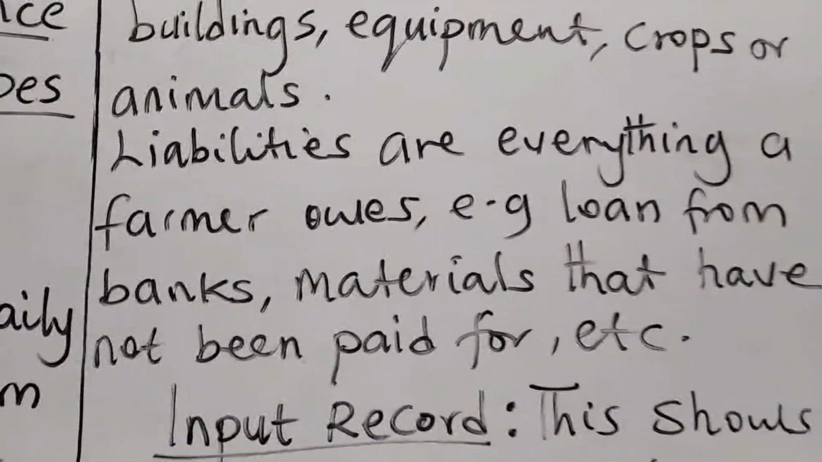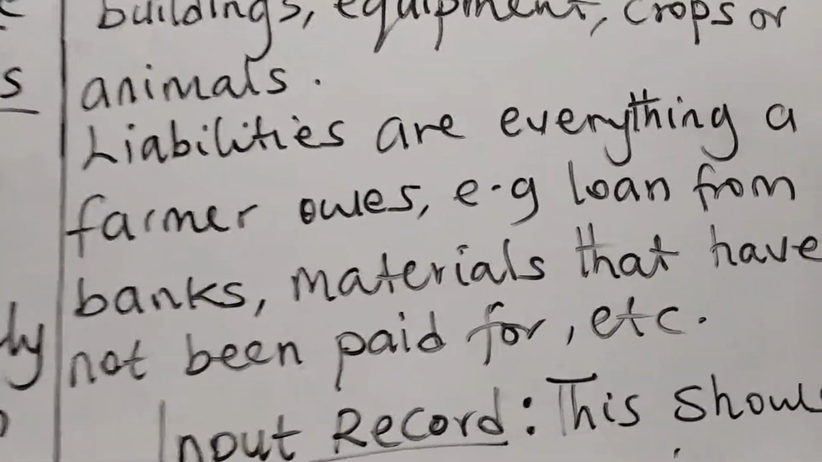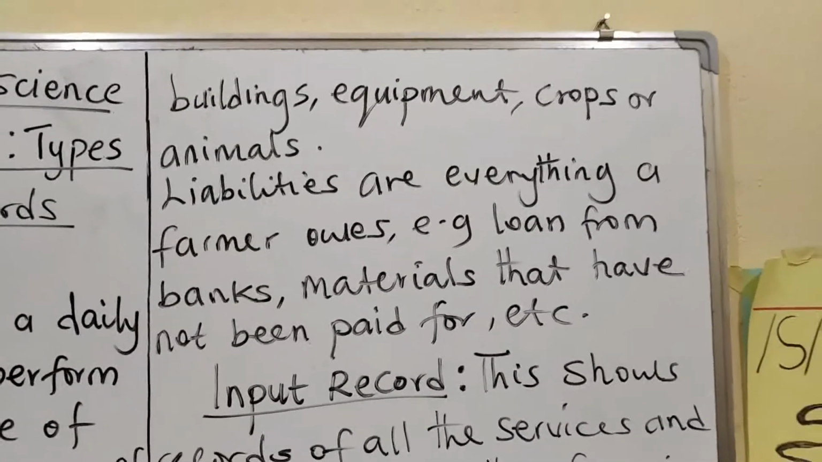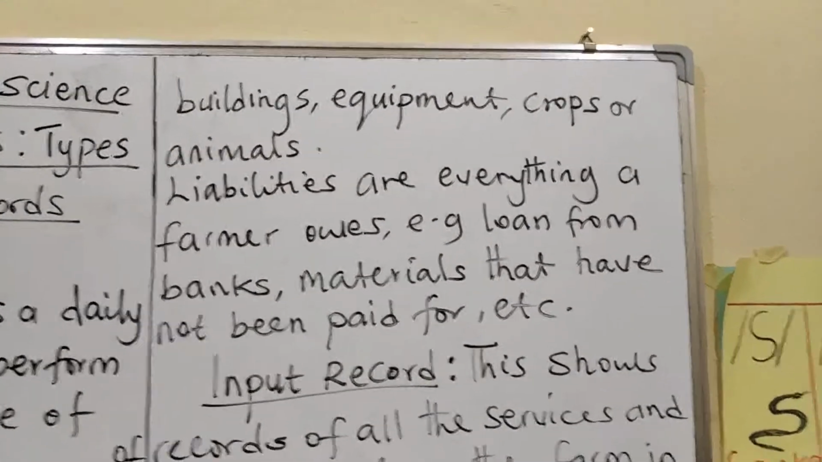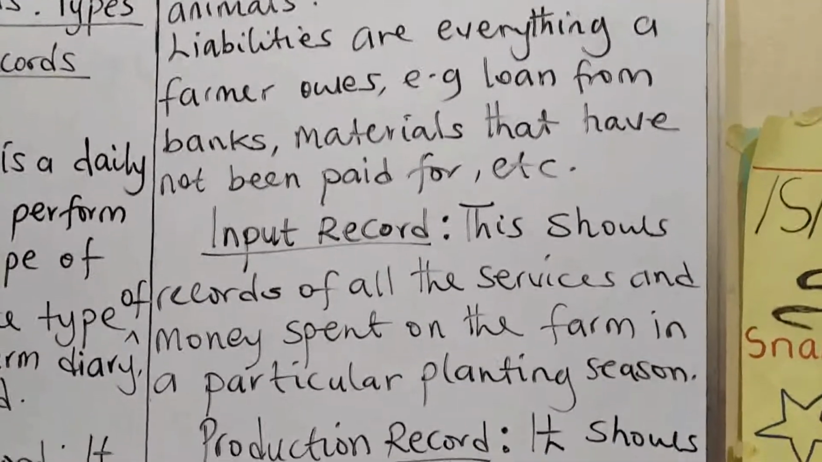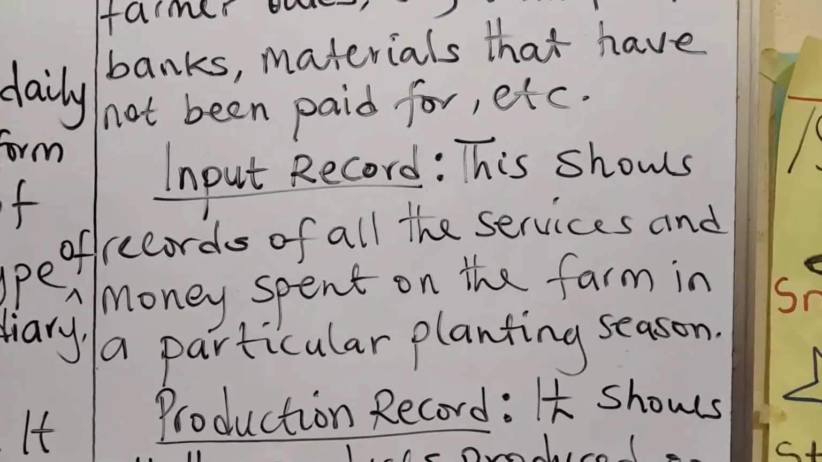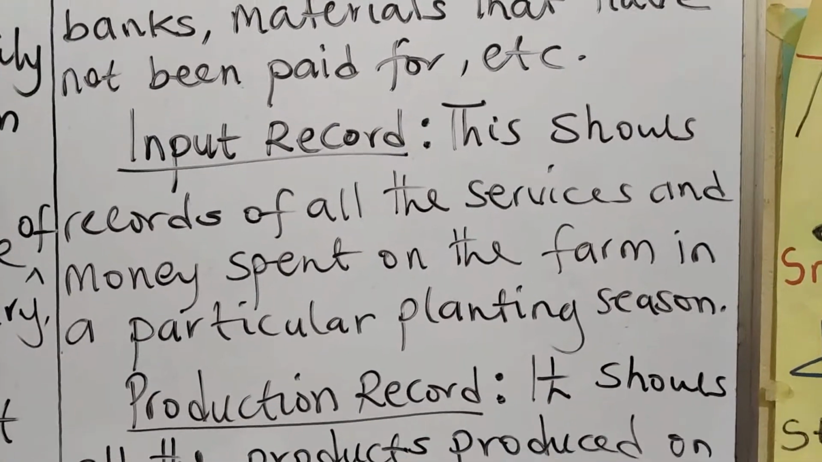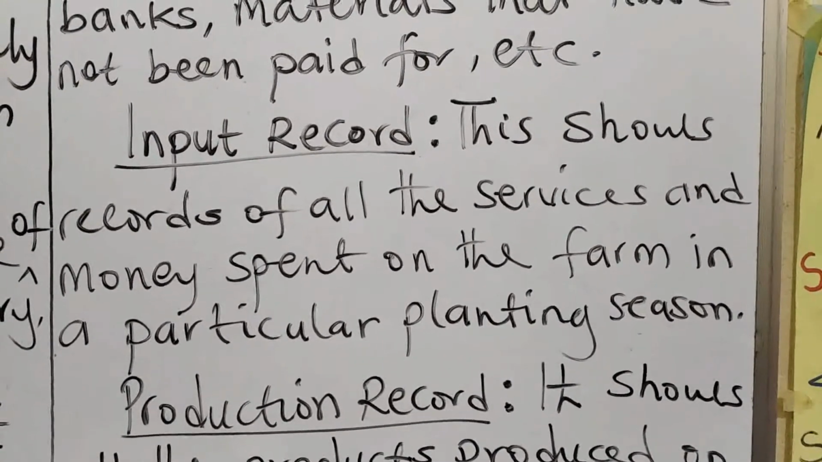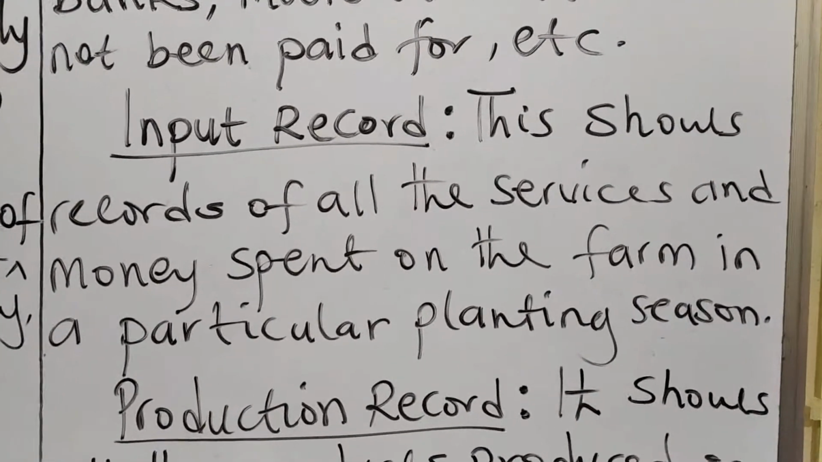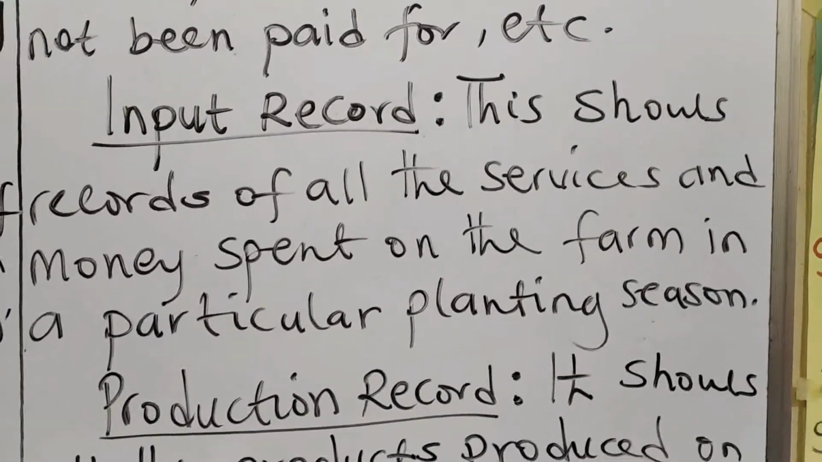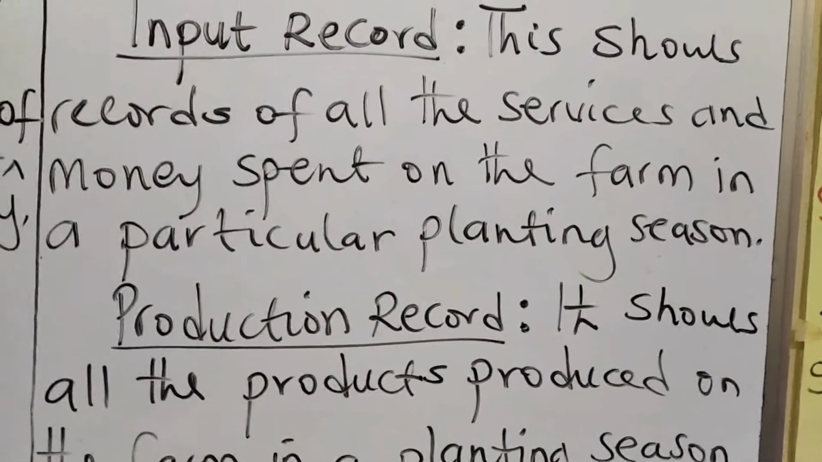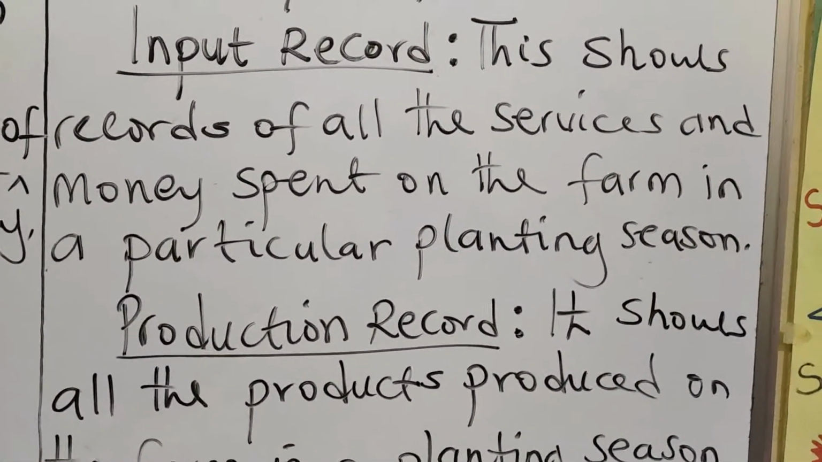Now we have input record. The input record shows record of all the services and money spent on the farm in a particular planting season. That's a record that tells what the farmer has spent and all the services rendered. That is everything that was being put into action in that particular farm year.